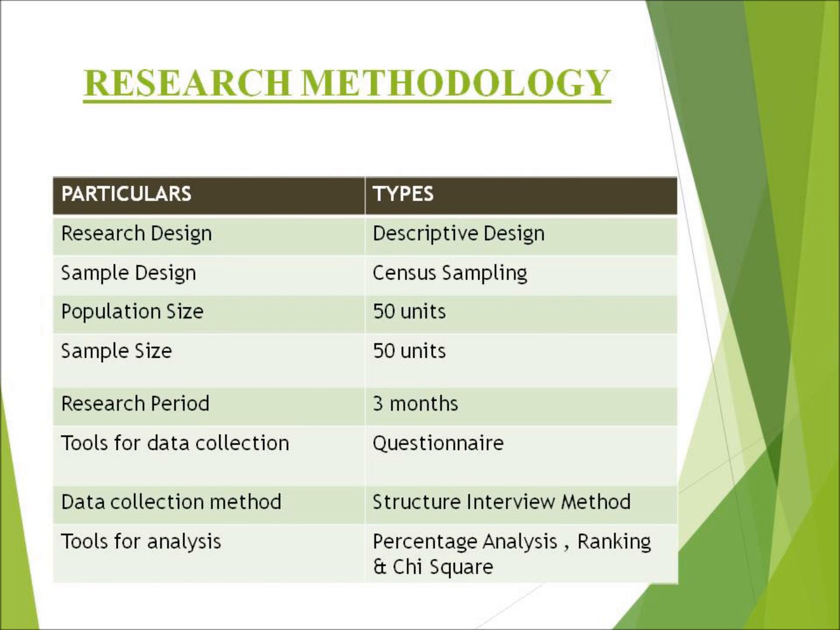Research methodology. The research design is a descriptive research design. The sample design is census sampling, and the population size is 50 units and the sample size is also 50 units. The research period is 3 months, the tool for data collection is a questionnaire, the data collection method is the structured interview method, and the tools for analyzing are percentage analysis, ranking and chi-square.